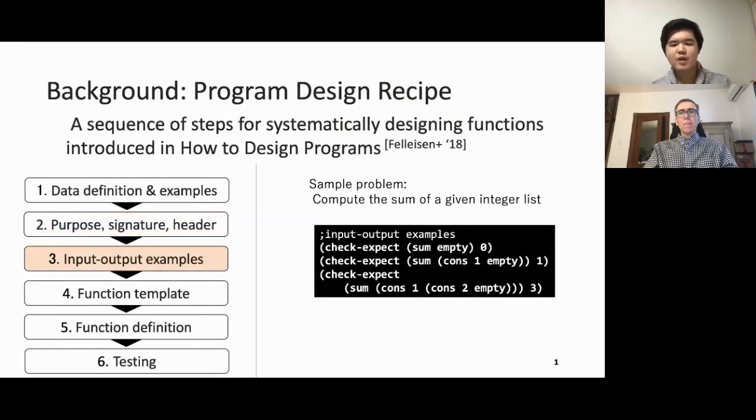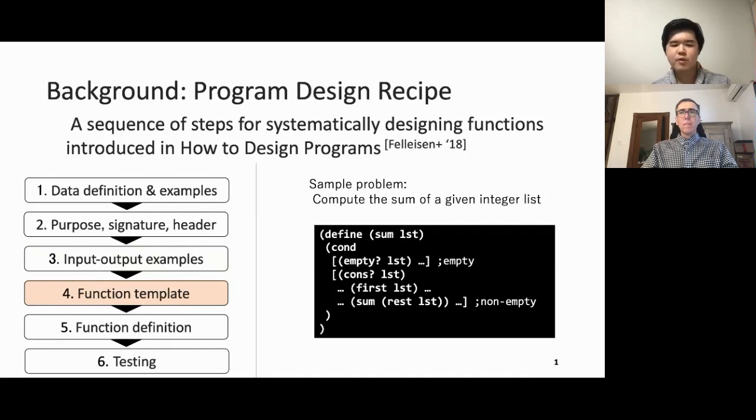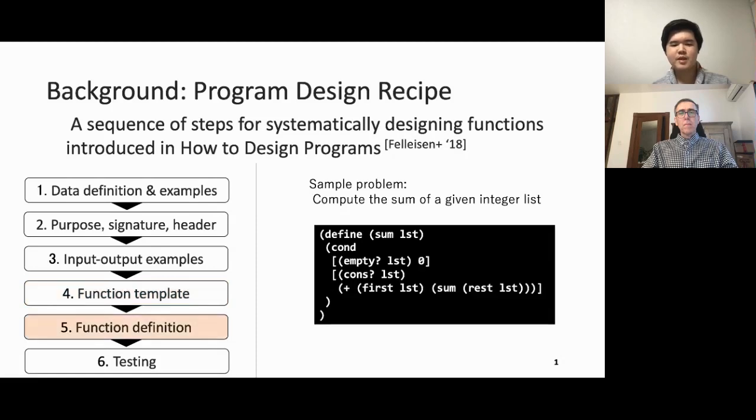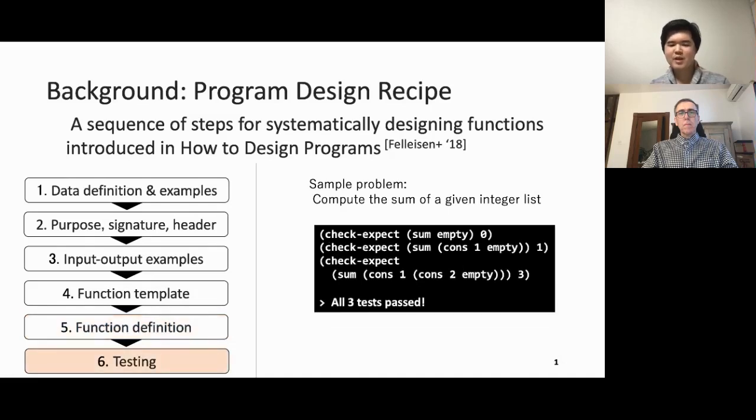Before defining the function, we create several input-output examples using the data examples from step 1. We also develop a template. A template is an outline of the function definition, which describes how to process the input. Then, based on the template, we complete the function definition. And lastly, we run the test and see whether the function behaves as expected. If all tests are passed, that means we are done.